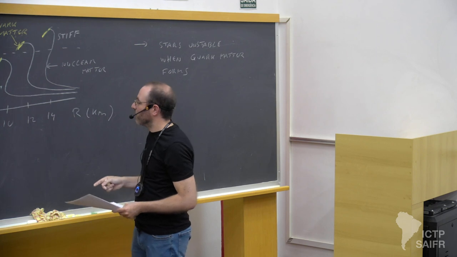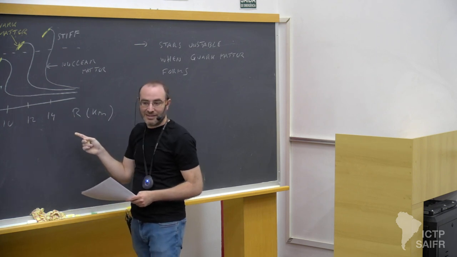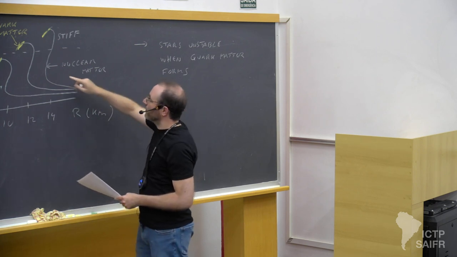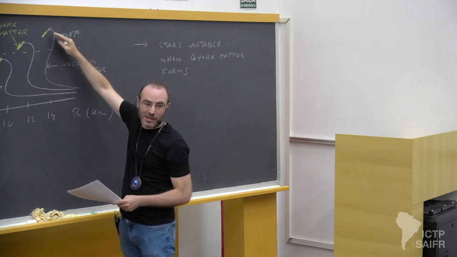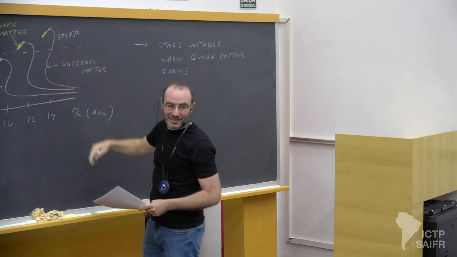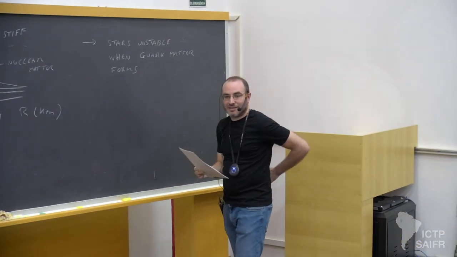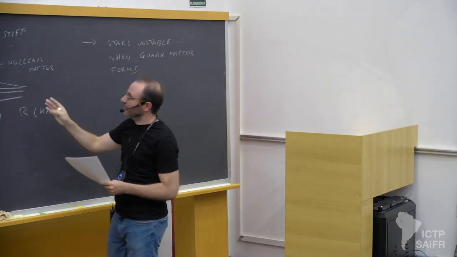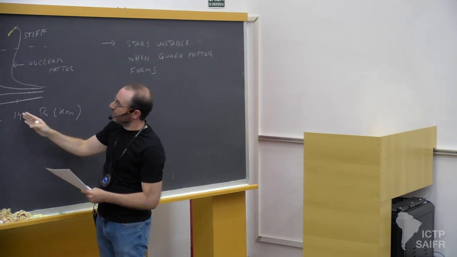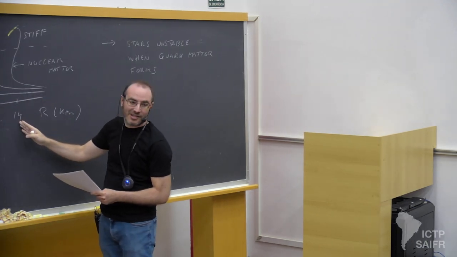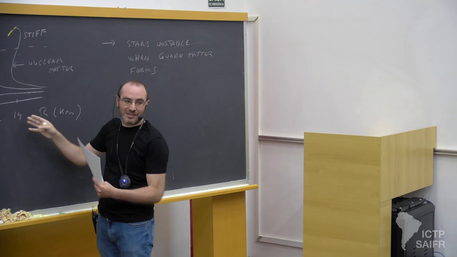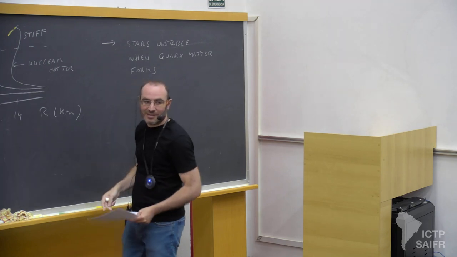The question is, how can you tell which one is the stiffer one? And well, it's the one that can support larger masses, essentially. But, yeah, also you see that the matter is less compressed, right? Because the radius is typically larger. So it's able to support more of the star.